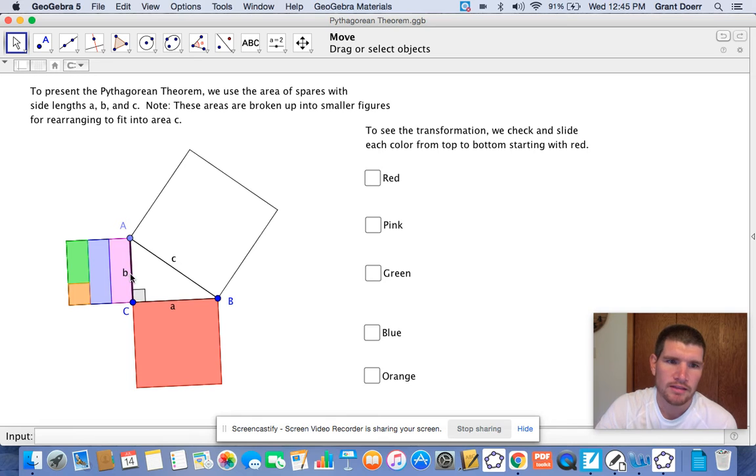Similarly, we're looking at side B. We have another square. I have a couple of different shapes making up this square, but both sides are length b. And again, to find the area of that square, b times b is b squared. So that's where that's coming from.